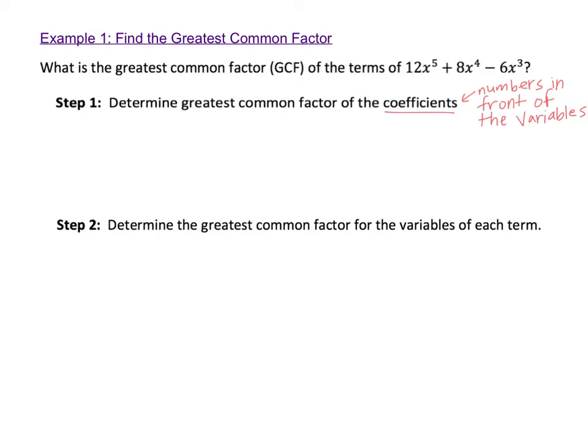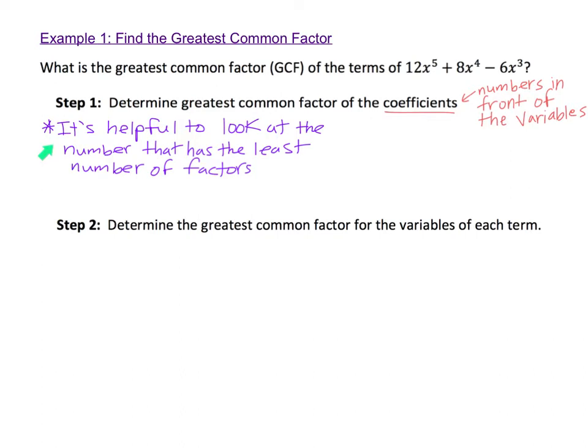Here's a little trick for finding the greatest common factor. It's helpful to look at the number that has the least number of factors. So when we look at 12, 8, and 6, of those numbers, the one with the least amount of factors would either be the 8 or the 6. Those both only have two factor pairs. I'm going to look at 6. So let's list all the factor pairs of 6. 1 times 6 is 6, or 2 times 3 is 6.